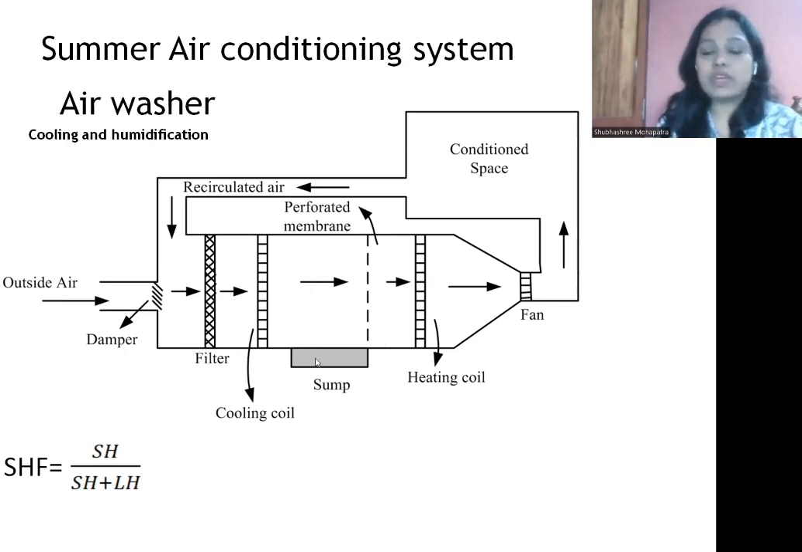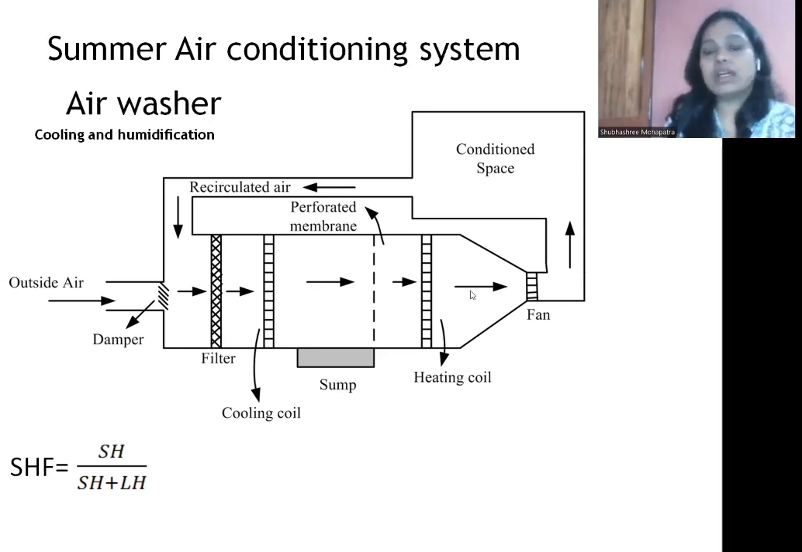So what is the function of the air washer? It has a number of nozzles which will spray cooling water onto the air coming out from the cooling coil. You can also say this is a method of evaporative cooling. When this cool water sprays onto the air coming out of the cooling coil, the humidity will increase, and the temperature has already been decreased by the cooling coil. This air will then pass through the heating coil, and through the fan it will be circulated to the conditioned space. So this is all about the summer air conditioning system.